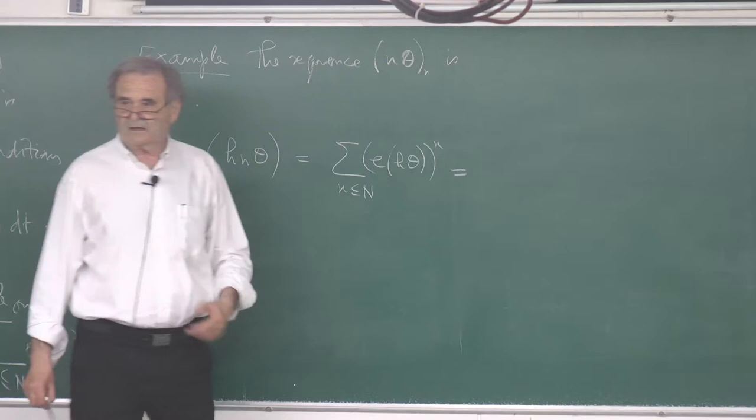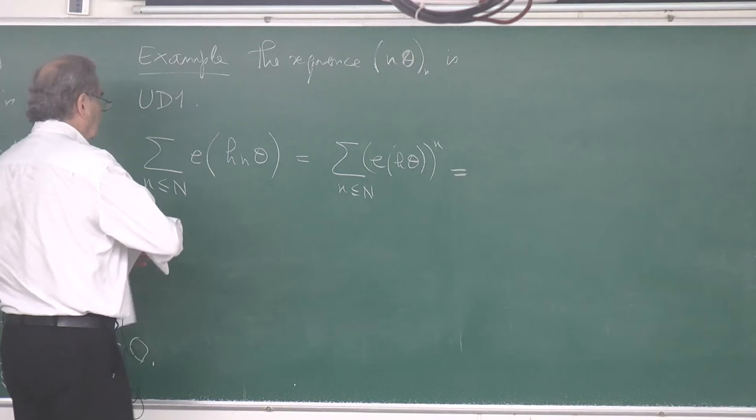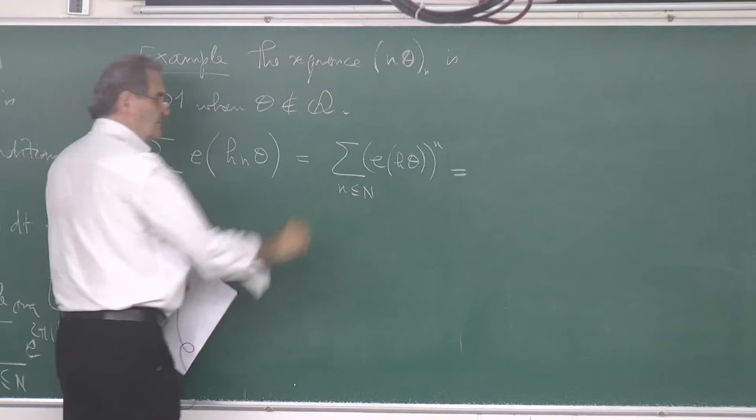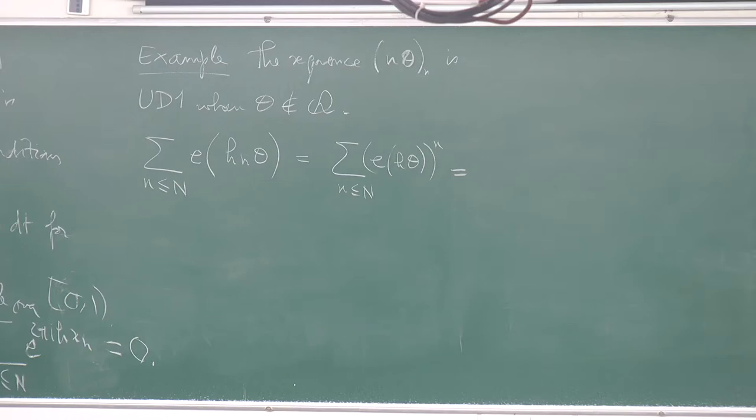Okay? Of course, theta is an irrational number. Otherwise, you know that it takes only finitely many values. It's very far from being uniformly distributed. Or you have to find another notion.